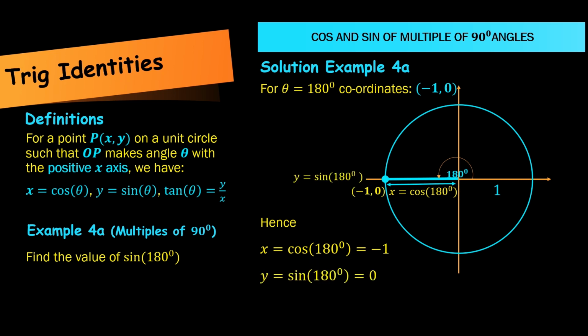We also have, similarly, y equals sine 180 degrees from the definition, and from the diagram we have that this equals 0. Therefore y is equal to 0. In particular, sine 180 degrees is equal to 0.